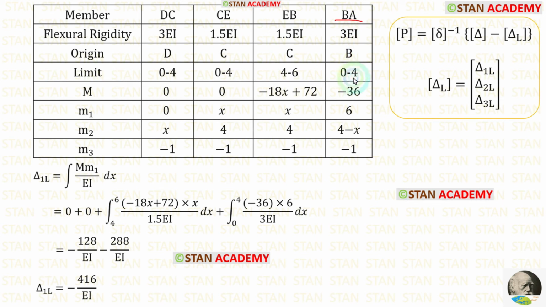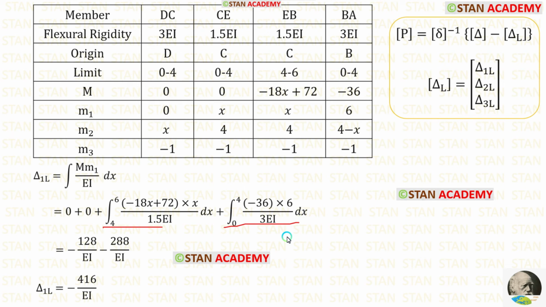For BA, the limit is 0 to 4. The flexural rigidity is 3 EI. So instead of EI, we have to apply 3 EI. In the formula, let us apply the values of M and M1. Now we can use the calculator and do these integrations.